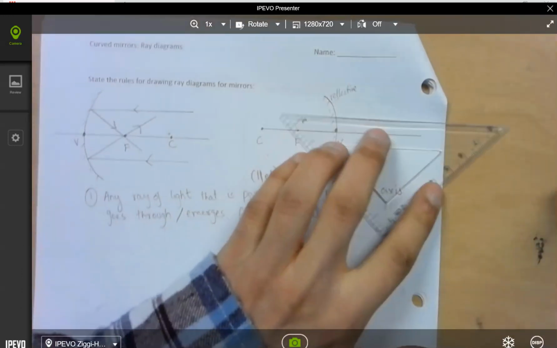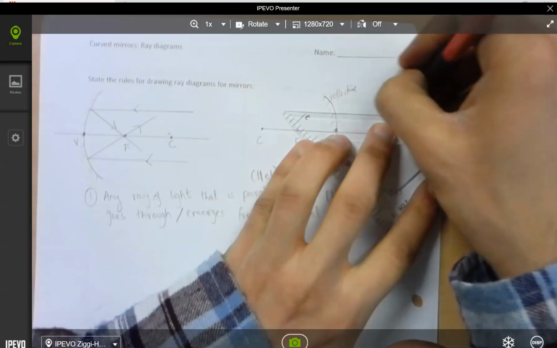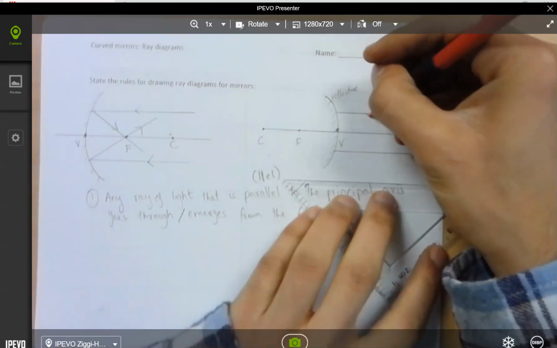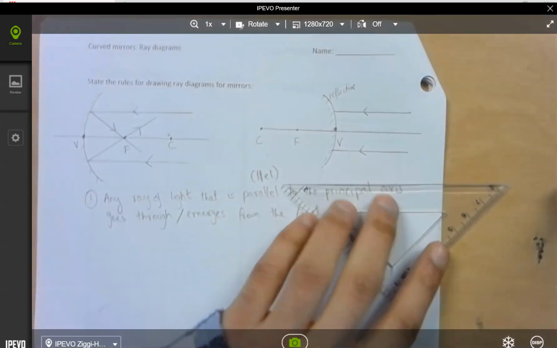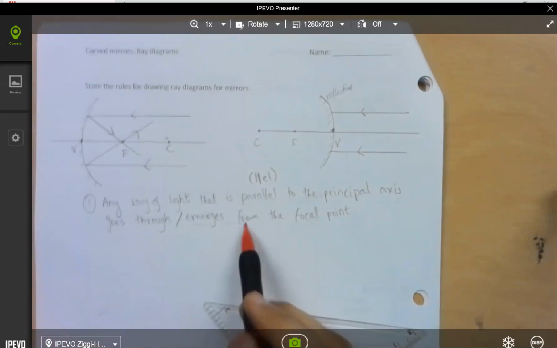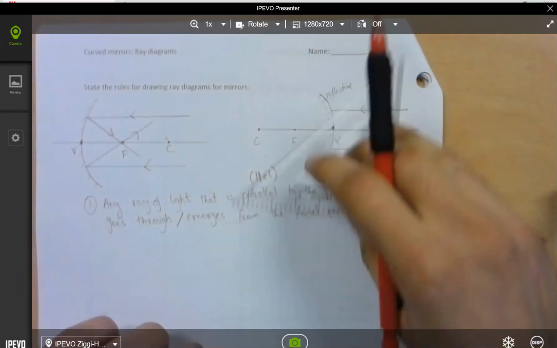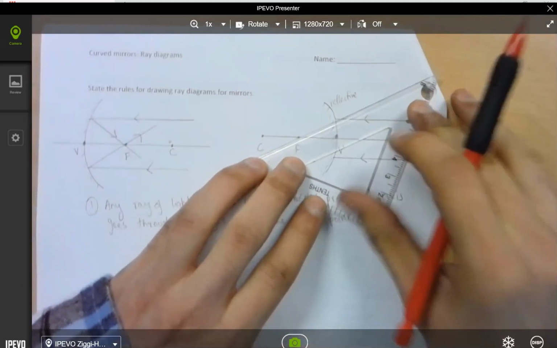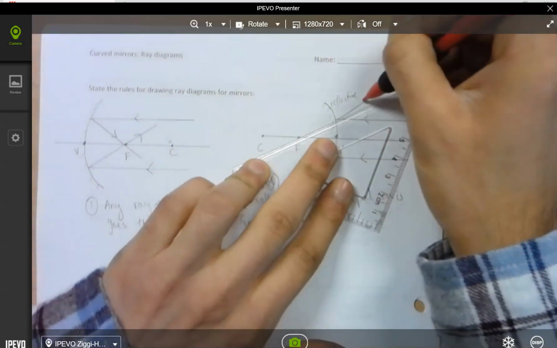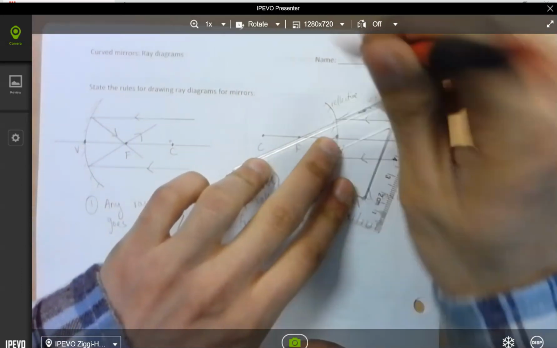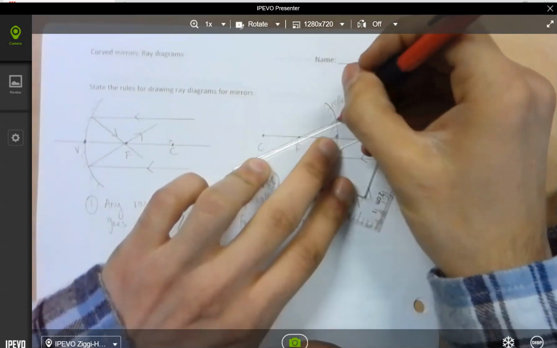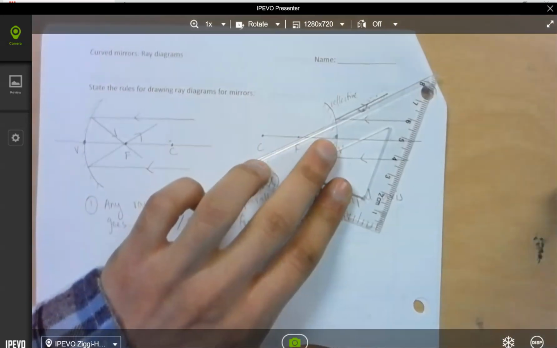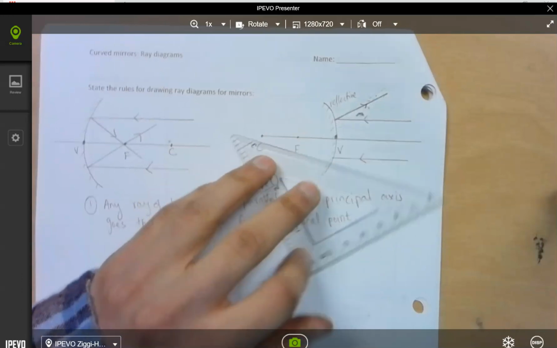Okay, so again, I'm going to have rays of light that are parallel to the principal axis. Same idea. And this is what I mean by emerges from the focal point. What that means is I'm going to put my ruler as if I'm going to draw it through the focal point, and then just draw, whoops, it's not straight. This bit, so that if I extend it backwards, it does pass through the focal point. Does that make sense?